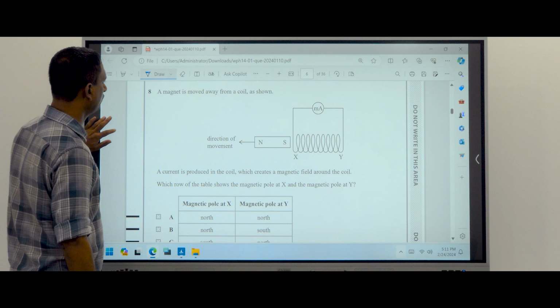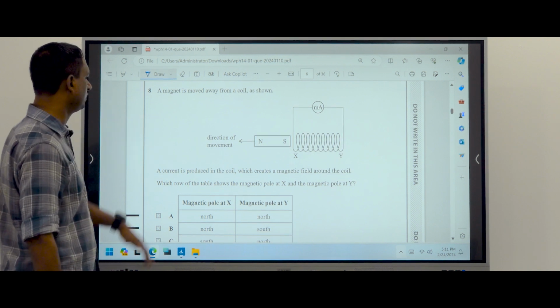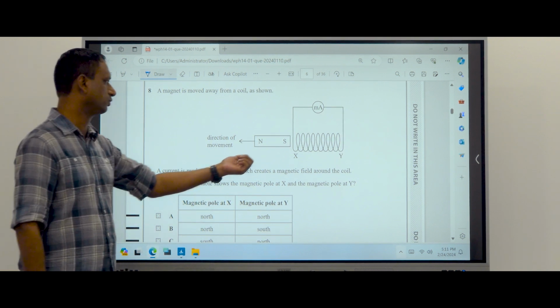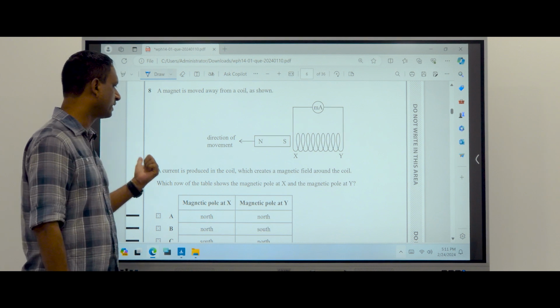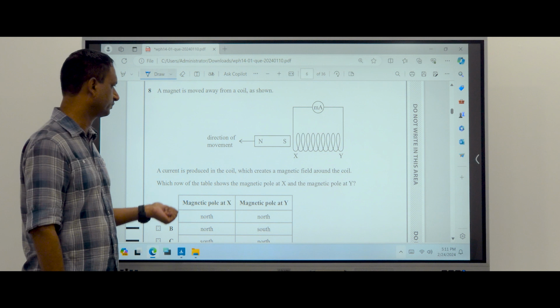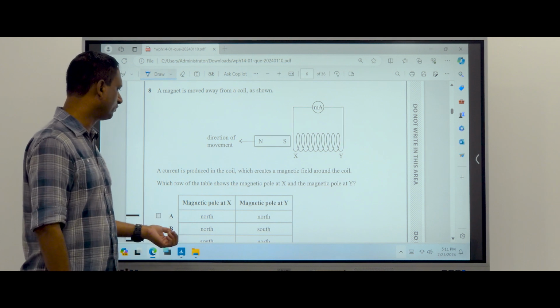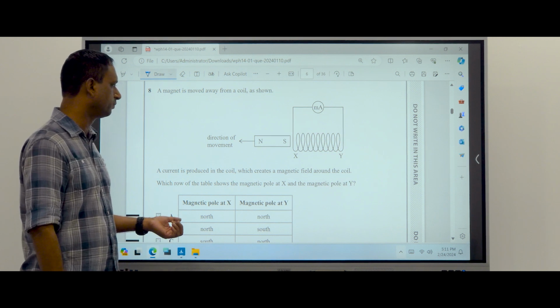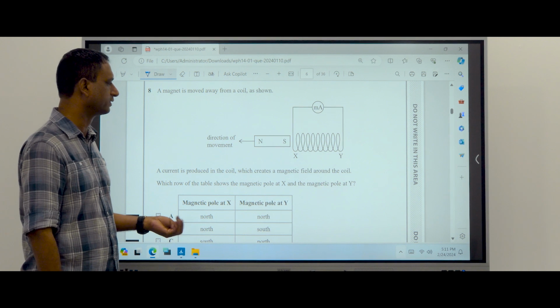A magnet is moved away from a coil as shown. Direction of movement is to the left. A current is produced in the coil which creates a magnetic field around the coil. Which row of the table shows the magnetic pole at X and magnetic pole Y?